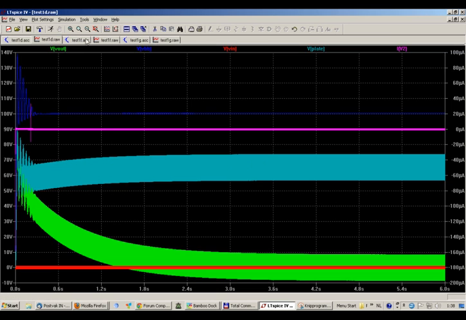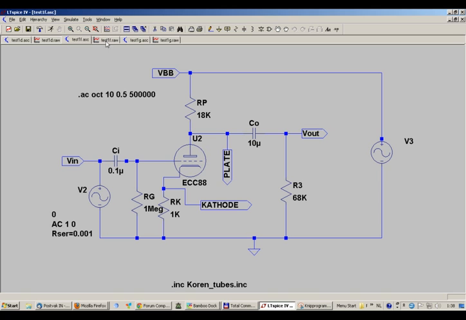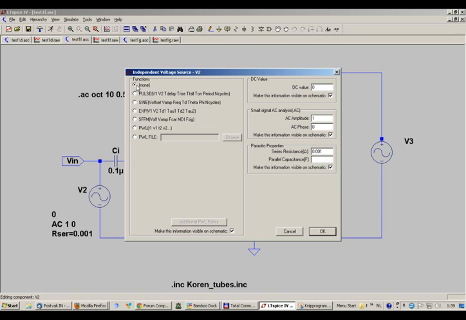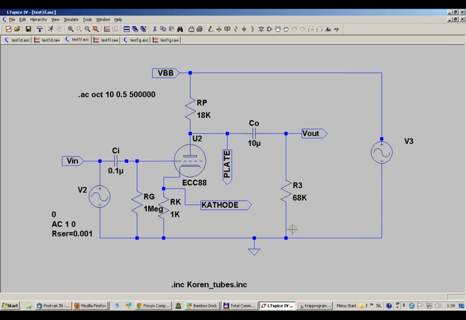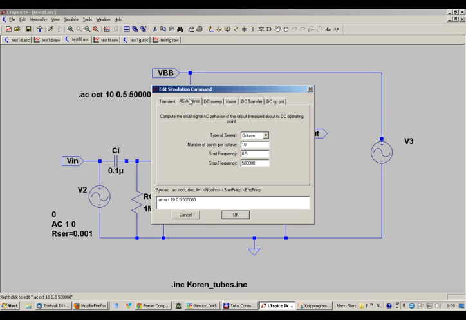For the frequency analysis, we have to first put here in the input signal a function on, and here a small signal analysis, AC amplitude of 1 volt, and a SPICE directive, AC analysis, type of sweep octave, and we will make a sweep between half hertz and 500 kilohertz.